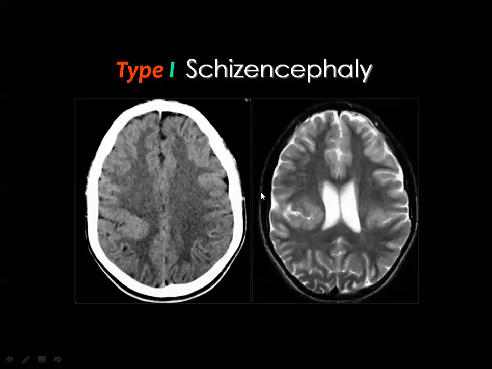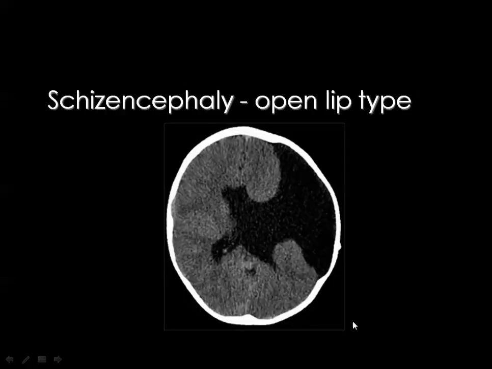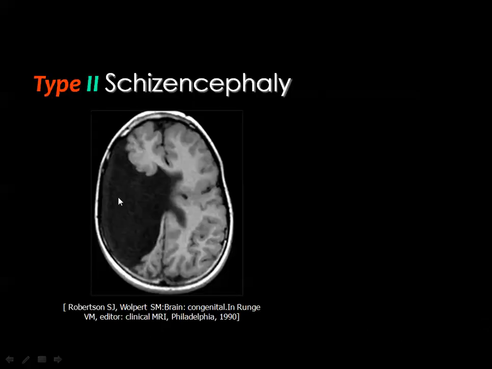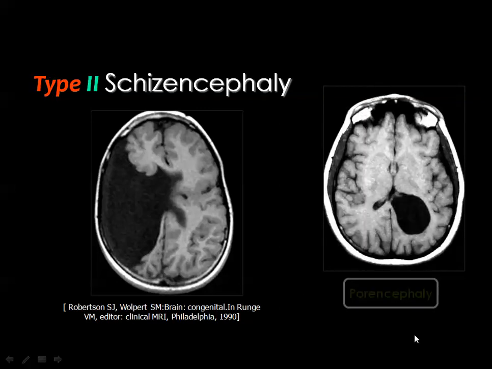And here is an example of closed lip schizencephaly not communicating with the ventricle and also lined by cortical brain tissue. This is an open lip schizencephaly, a very big defect on the surface of the brain, directly communicating to the ventricle. And this is also a type 2 schizencephaly, which is communicating with the ventricle of the open lip type. And you see the gray matter lining the fissure. This should be differentiated from porencephaly, which is a cyst communicating with the ventricle, and this cyst is not lined by cortex, and it is not usually reaching the surface of the brain.